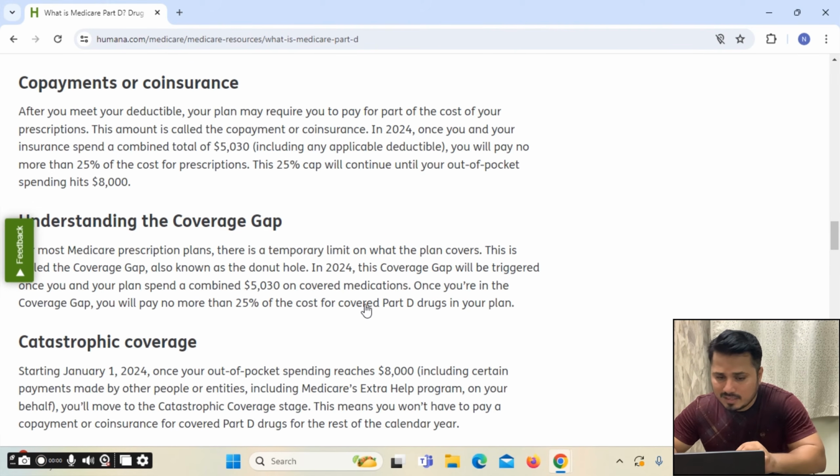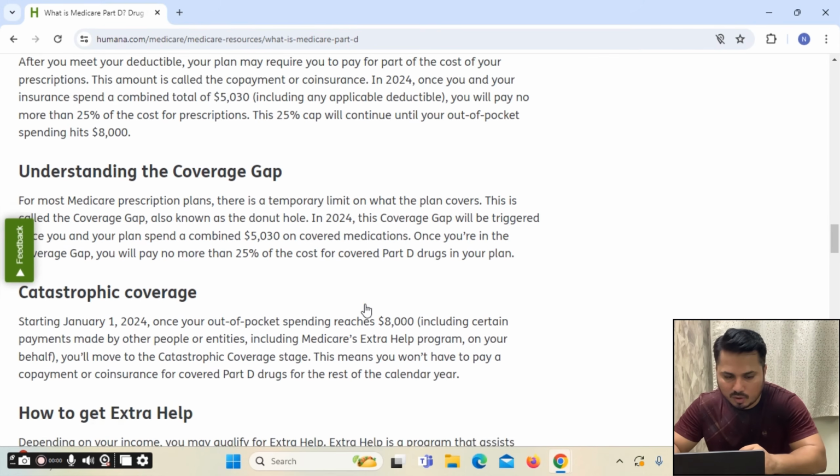Now, co-payments or co-insurance. After you meet your deductible, your plan may require you to pay for part of the cost of your prescription. This amount is called the co-payment or co-insurance. In 2024, once you and your insurance spend a combined total of $5,030, including any applicable deductible, you will pay no more than 25% of the cost for prescriptions. This 25% cap will continue until your out-of-pocket spending hits $8,000.